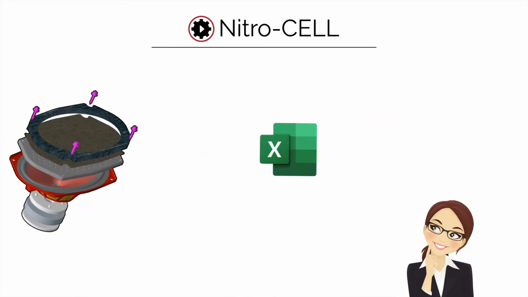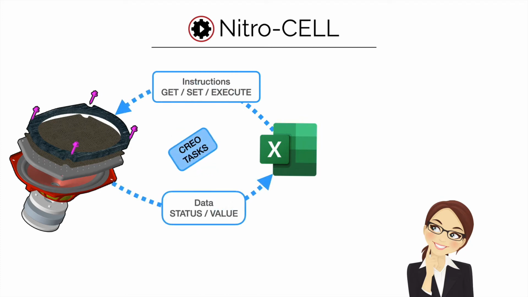So the new workflow basically would look like this for most users. You collect inputs like you would any other Excel document, or you could import those in using an external reference like a CSV file or something. Once those inputs are there, Nitro-CELL can go in and perform get, set, or execute transactions with Creo and pull data back in the form of the status of things or the current values of things.